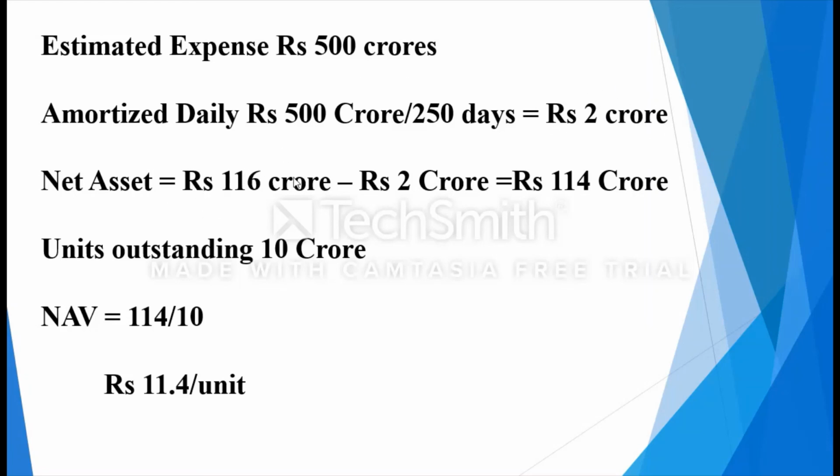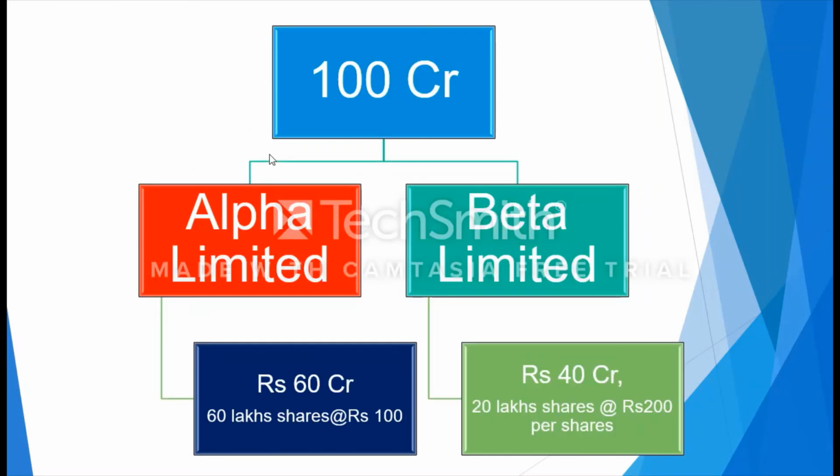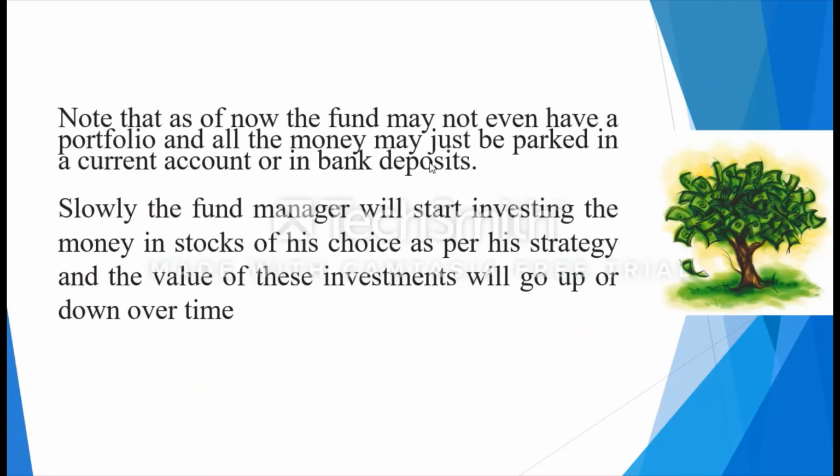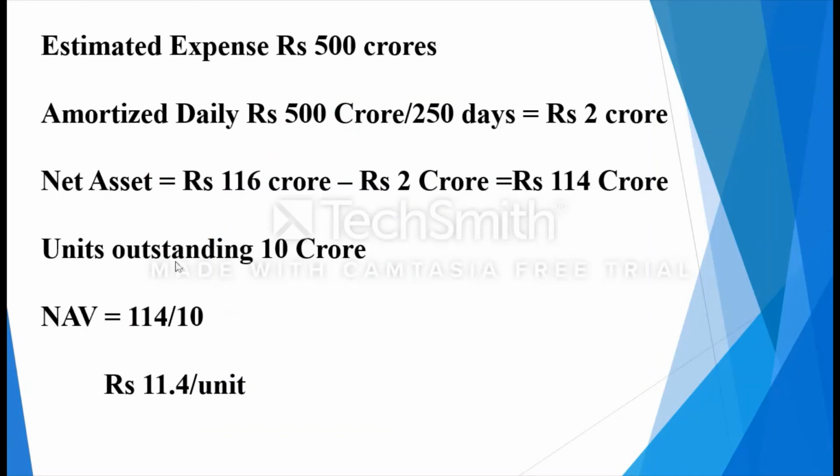So the portfolio valuation was 116 crore, but you write off 2 crore rupees in expenses, and this becomes your net asset. And then the formula which was initially mentioned, if you look at this formula, this is the numerator part: market value of all investments minus expenses. And I'm assuming that no change has happened in the number of units. Outstanding units remain 10 crore. So if I divide this 114 crore by these 10 crore units, I get NAV, which is 11.4 rupees per unit. That is, on that day, the NAV declared of the scheme will be 11.4 rupees.